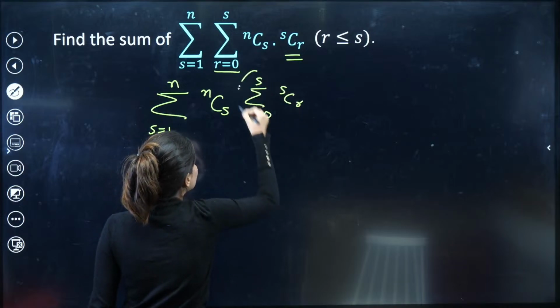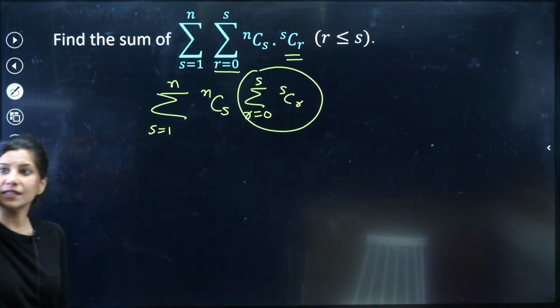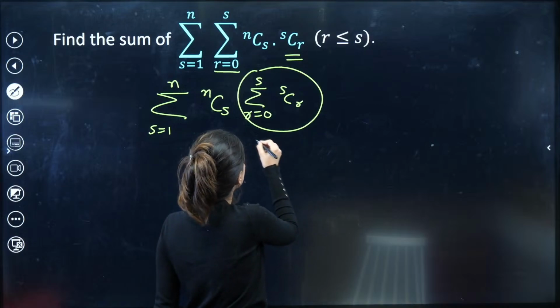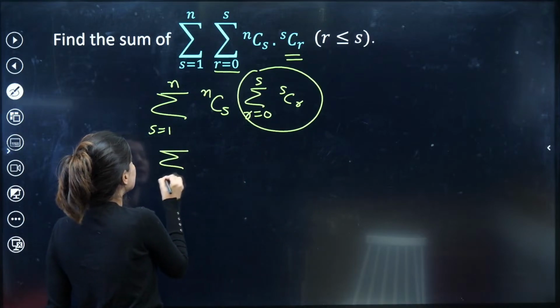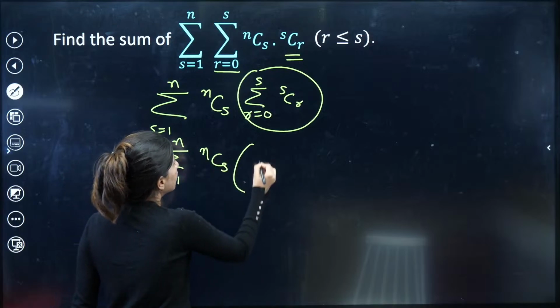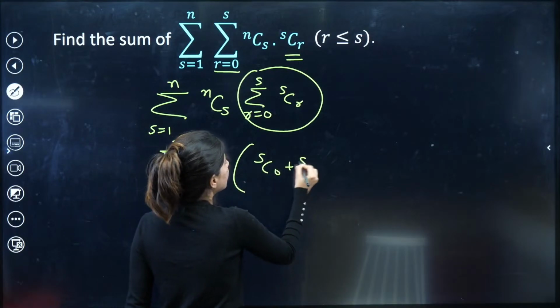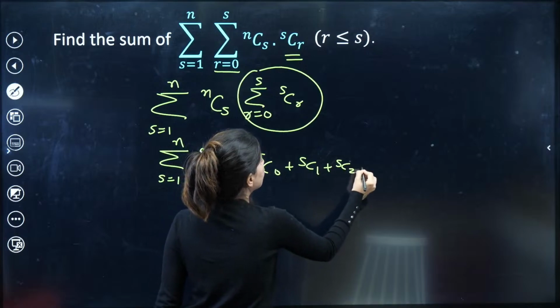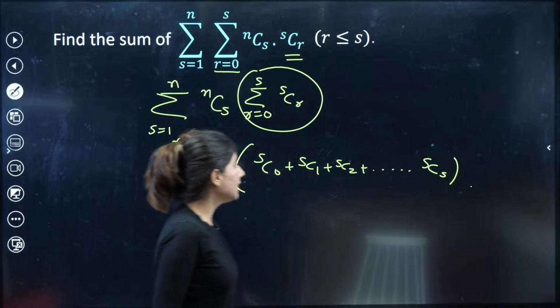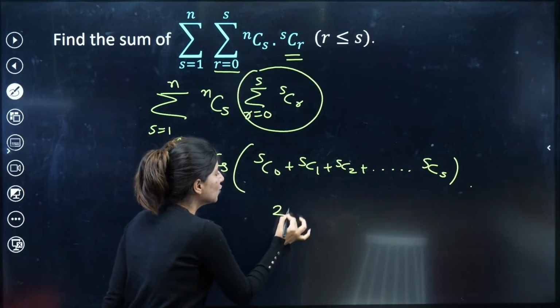SCR. So let's just focus on this. SCR. Now put R equals 0. So what will this become? S equals 1 to N, NCS, and this is SC0 plus SC1 plus SC2 and all the way up to SCS. Right? So this is what? 2 raised to power S.